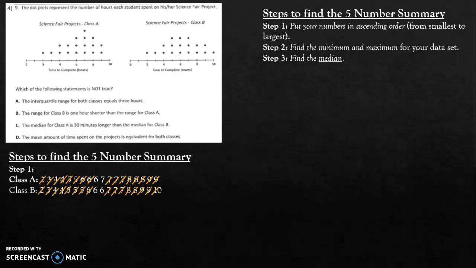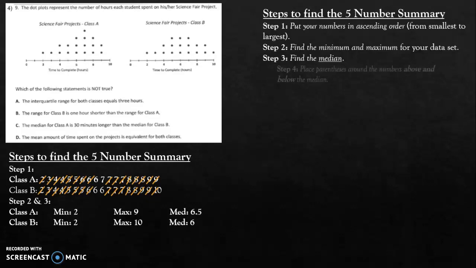So essentially, that's all you had to do. So that's your first step. Your first step is know your minimum, your maximum, and your median. Okay? So know how to find an average, know how to find a median. You notice I have my values here. So my minimum is 2 for data set A, my maximum is 9, my median is 6.5. For class B, we have a minimum of 2, a maximum of 10, and a median of 6.